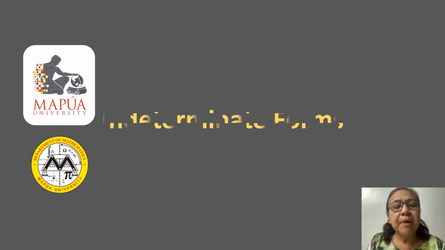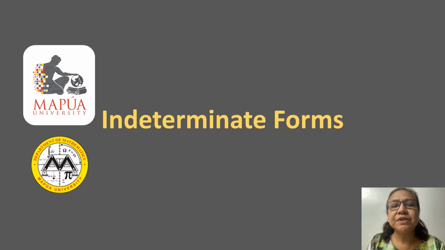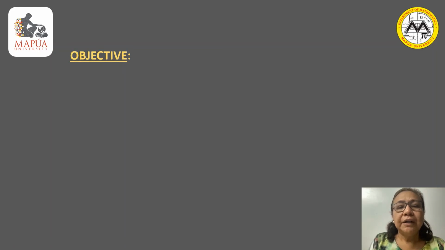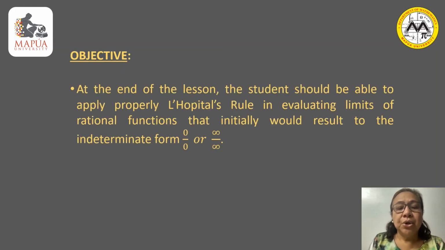This lesson is about the indeterminate forms. At the end of this lesson, you should be able to apply properly the use of L'Hopital's rule in evaluating limits of rational functions that initially would result to either a 0 divided by 0 or an infinity over infinity form.